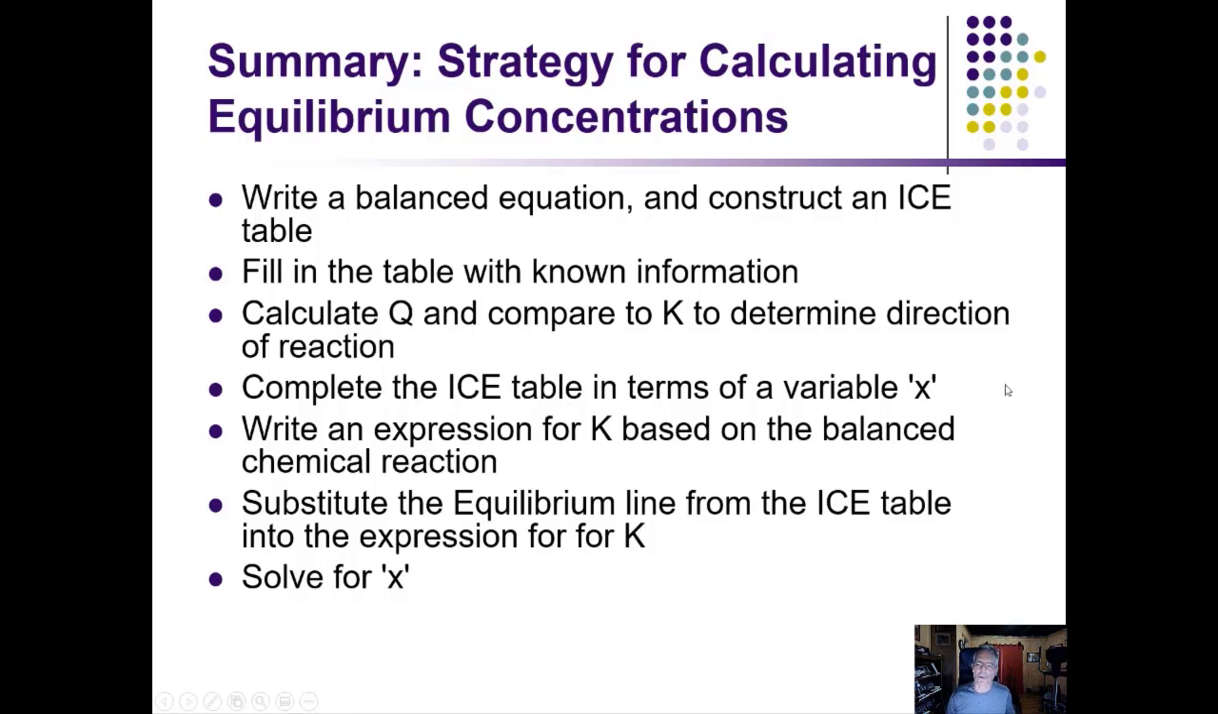Complete the ICE table in terms of the variable X. Simplify if you can. Okay, write an expression for K based on the balanced chemical reaction, and then substitute the equilibrium line. That's the last line from your ICE table into the expression for K. My suggestion is always to write the equilibrium constant expression in the symbols for the components of the reaction, and then plug in the values from your ICE table. Okay, solve for X, and then answer the question as described. All right, I think that's enough.